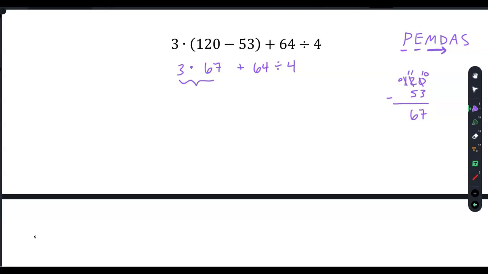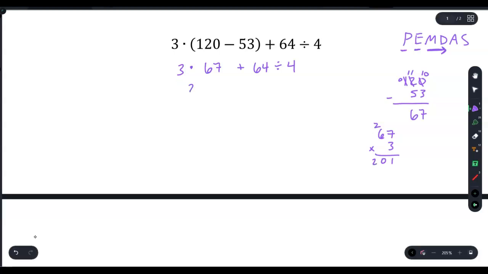So again, I'm going to do some side work here and multiply that. So let's see, 3 times 7 is 21. 3 times 6 is 18, plus the 2 I regrouped is 20. So I'm getting 201. And then technically I would bring the rest down. So next I would bring down the plus 64 divided by 4.